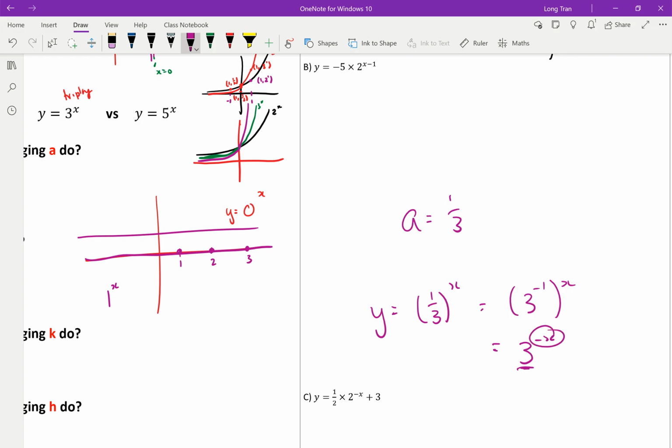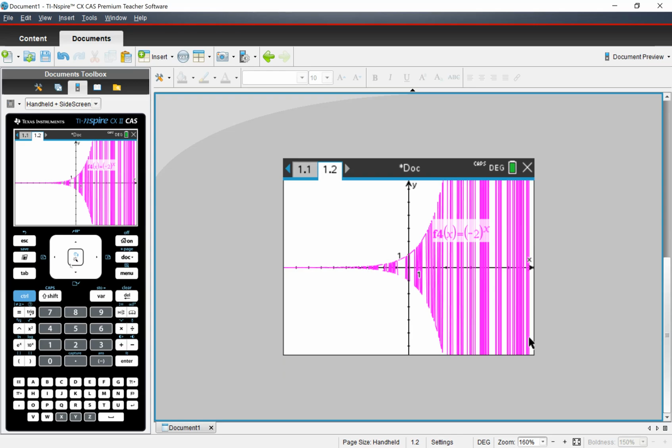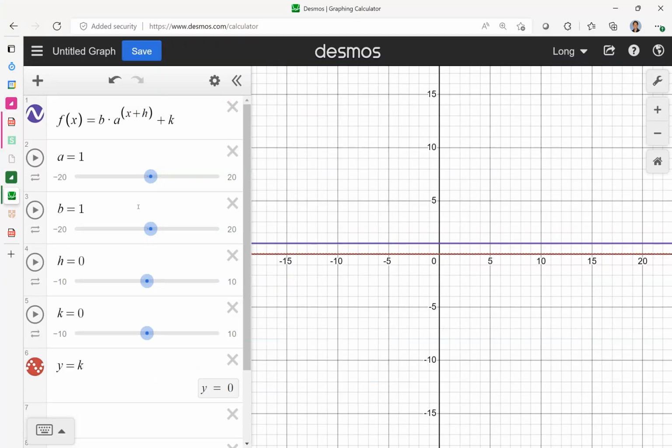If I put in a third right now for you to see, so A is, let's just go 0.25, that's best. Can you see how there's a reflection now? It's gone the other way. Wow. Okay, yeah. Would that still be an exponential? It is still an exponential. It's just that it's a reflection across the y-axis.